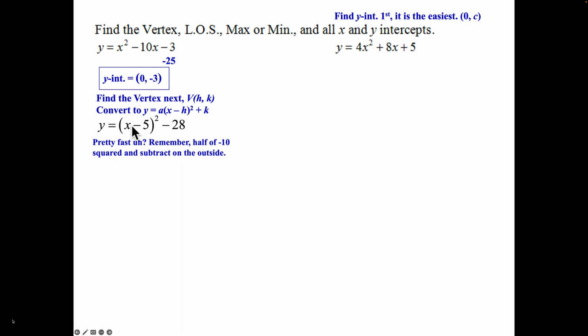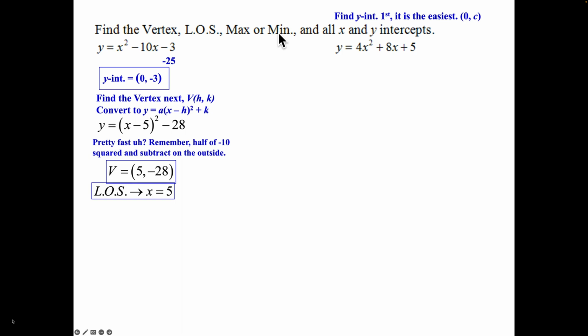So there's my vertex. Remember, we say what's in the parentheses, solve it for x. That's a positive 5, negative 28. There's your vertex. Now, your line of symmetry, max or min, are all going to be here in the vertex. The x-coordinate 5 is going to be your line of symmetry equation, x equals 5. You have to write down x equals. If you just put a 5, it will be marked wrong. This is the equation of a line.